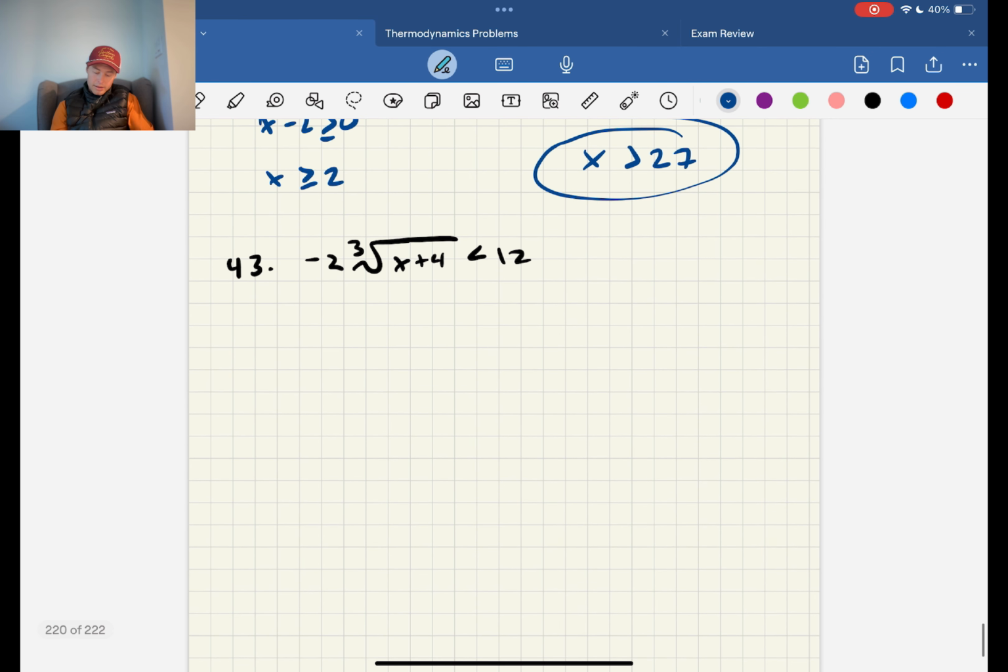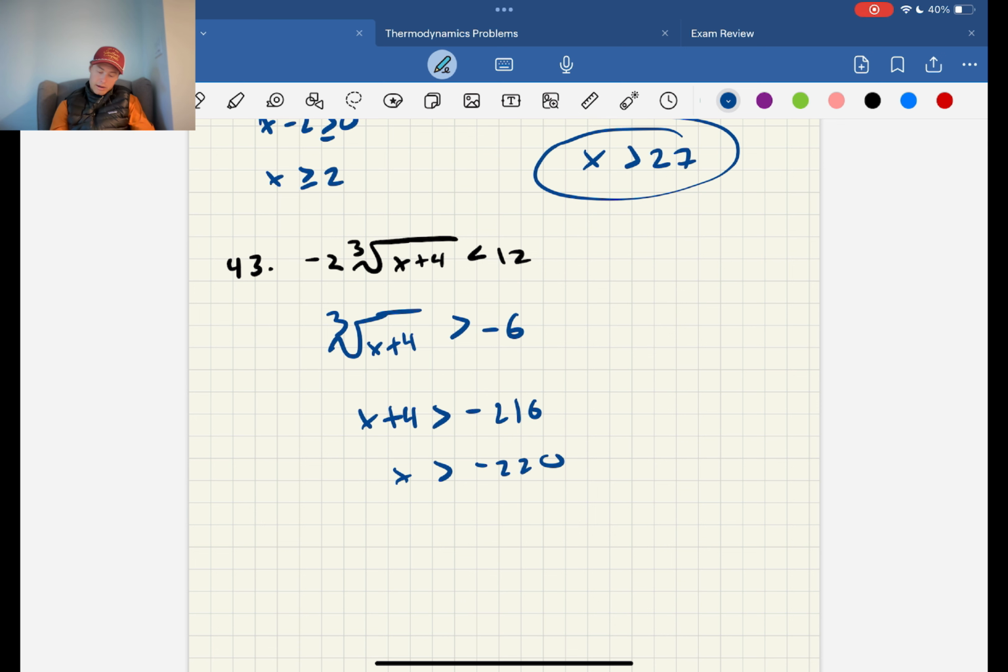All right, great. On this other one, you can start by dividing both sides by -2. You get cubed root x plus 4 is greater than -6. Notice how I flipped the sign because I divided by a negative. You can cube both sides. X plus 4 is greater than -216. Subtract 4, x is greater than -220. All right, awesome. And you don't need to worry about setting the radicand greater than or equal to something because this is an odd root function and those do not have a restriction on their domain.